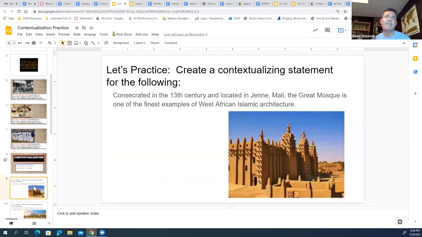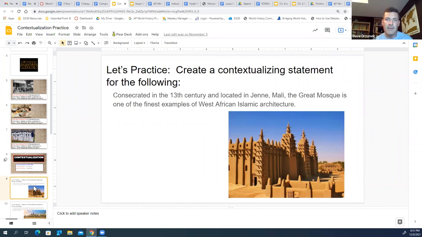So we'll have things, for instance, like, create a contextual statement for the following, right? And I'll show them the great mosque located in Djenné, Mali. It's one of the finest examples of West African Islamic architecture. So what's the backstory? Why is there a mosque in West Africa? And a kid can say, I think because of the Trans-Saharan trade, Islamic merchants had gone across the Sahara and were bringing Islam to West Africa. Or Ghana converted to Islam and then Mali converted. These are the types of discussions that you want to start having, and kids start understanding what context is.